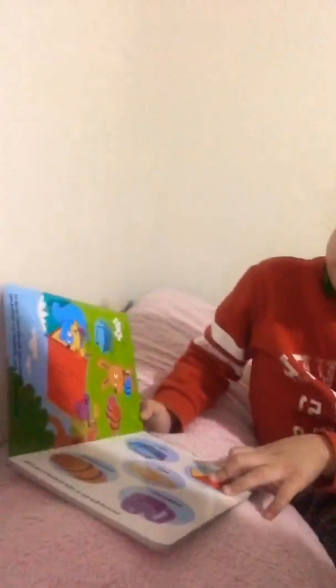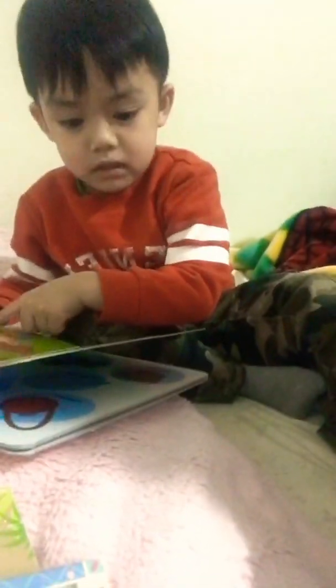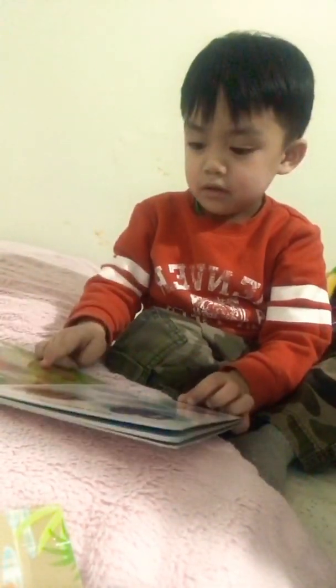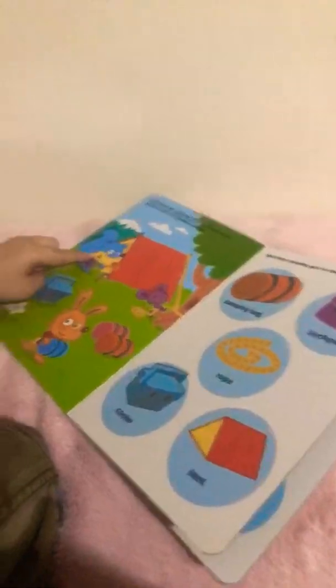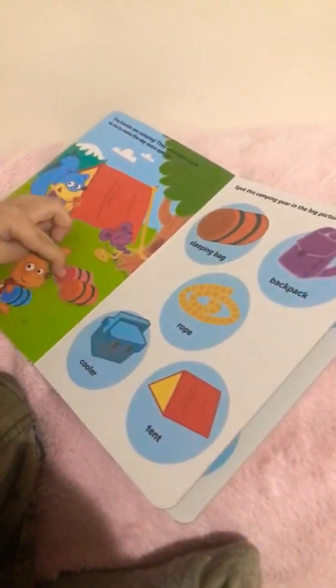What kind of book is that? Are you going camping? Read, find this and this and this and this. Okay, go find it. What is that? A sleeping bag. Where is it? Good job. Backpack. Where's the backpack? There, in the back. Rope. The Tagalog for rope is tali. Yes, that's a tali.